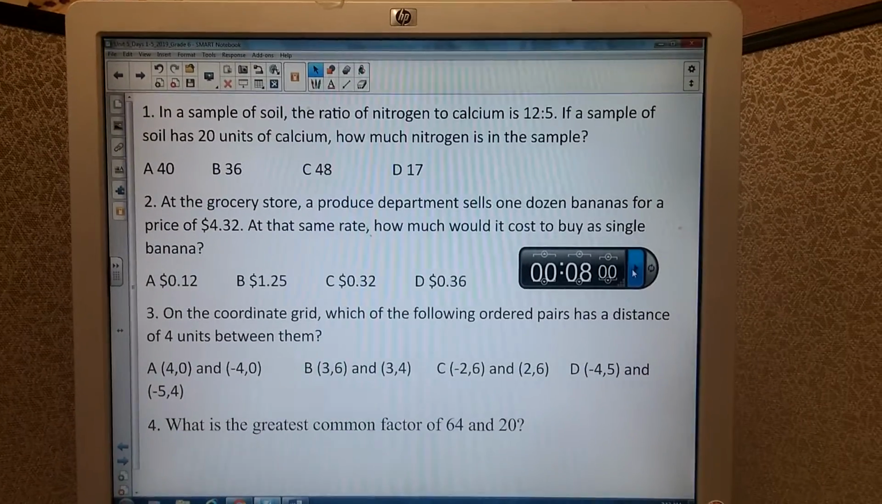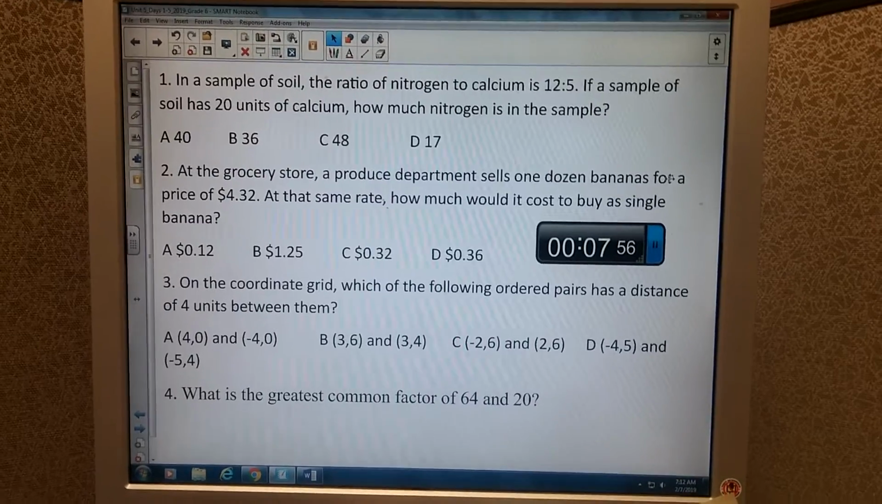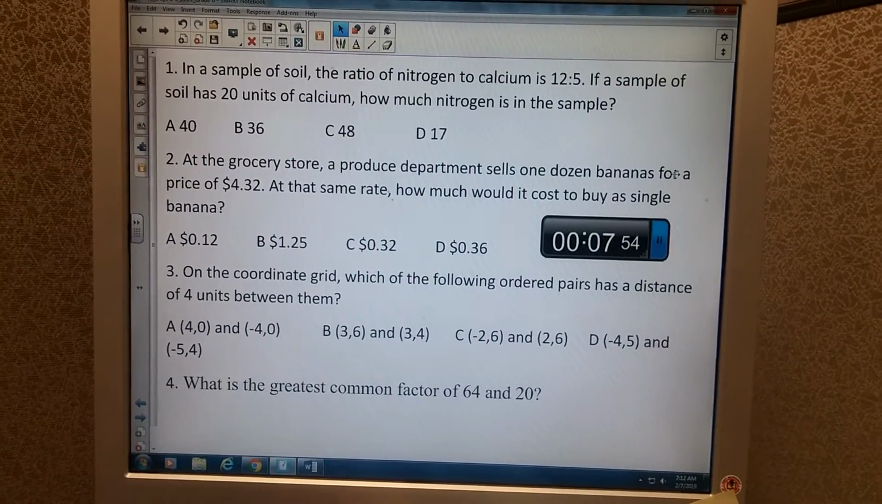Point, the timer is going to start. When the timer goes off on the board, your warm-up should be finished. Your teacher will play the tape when the warm-up is finished.